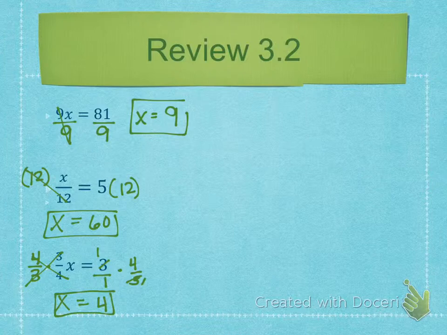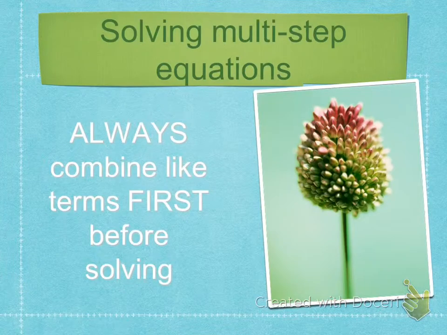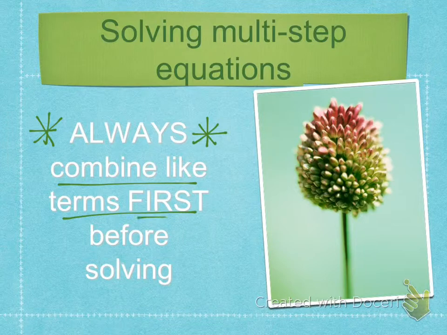So in 3.3, this is what you have to know. Everybody write this sentence down. You have to get this in order to get this lesson. If you get this, I have no doubts in my mind that you will be very successful doing 3.3 and 3.4. Always combine like terms first.